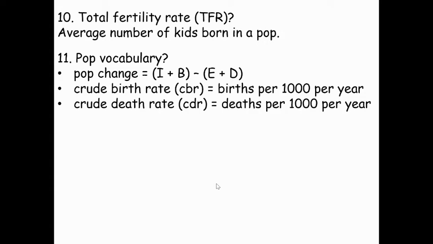So the net change in population is the additions, immigration and births, minus the deletions, emigration and deaths. Obviously, if you have more emigration and death than you have immigration and birth, you will have a negative population change and a population decrease. Crude birth rate and death rate, births and deaths per 1,000 per year. By the way, anytime you see rate, it's going to be expressed as a percentage.